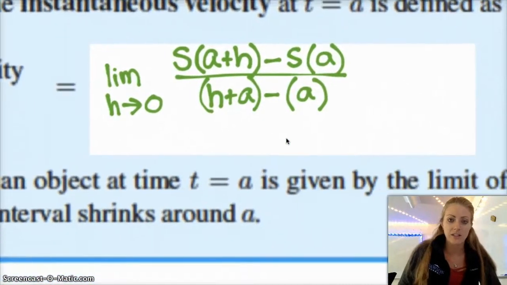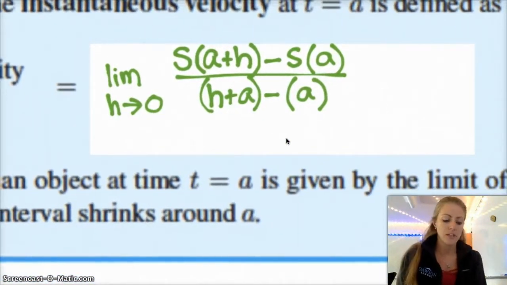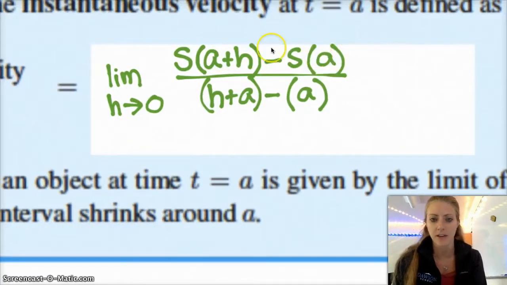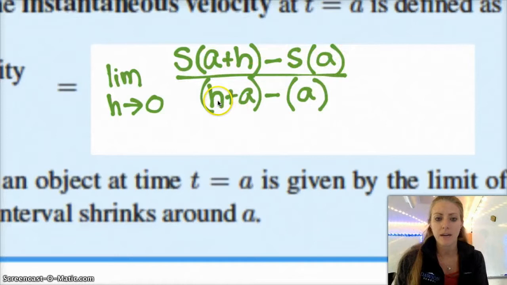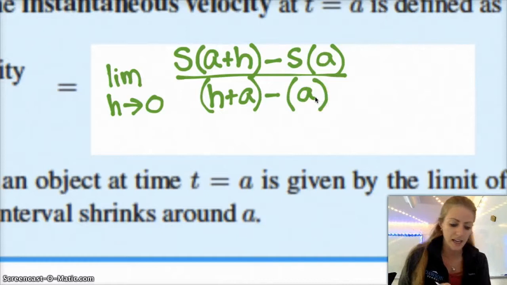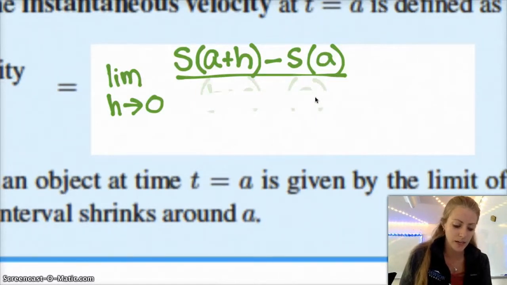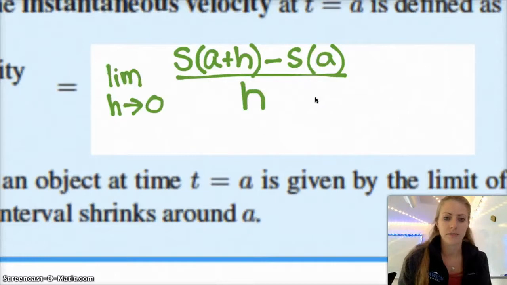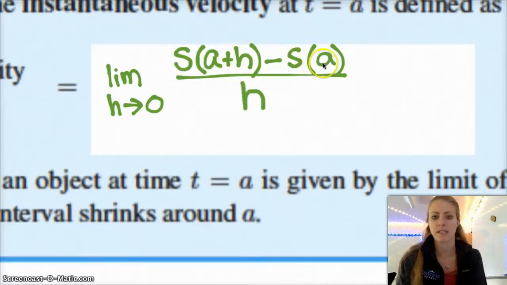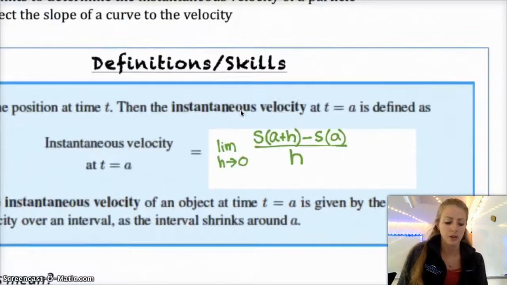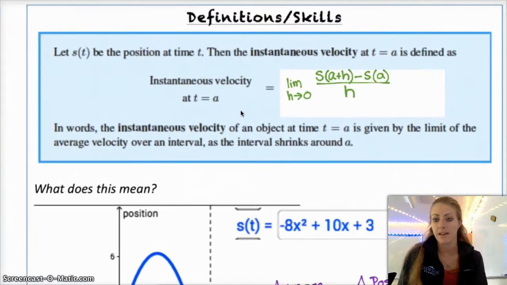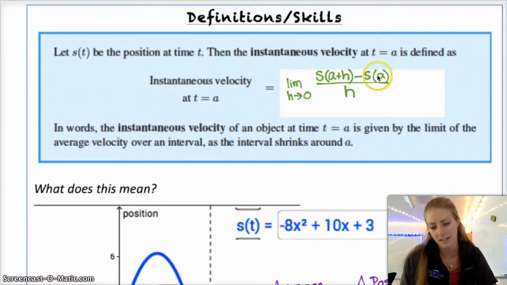So the final formula is you take s of a plus h minus s of a, the difference in the y's, and you divide by h plus a minus a. Now h plus a minus a, my a's cancel, and so what I end up with is just divided by h. S of a plus h minus s of a over h is the limit as h approaches 0. And so we just want to be able to find that limit. And if you can find that limit, then you can find the instantaneous velocity at a particular point, at the point a, s of a.